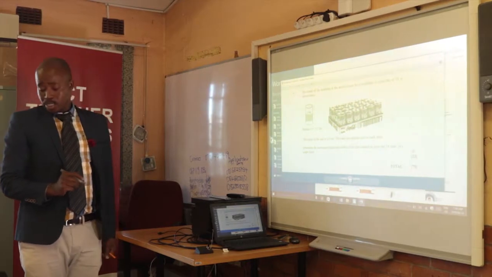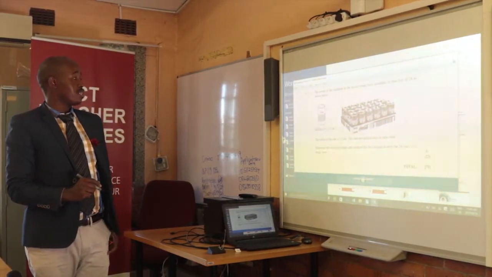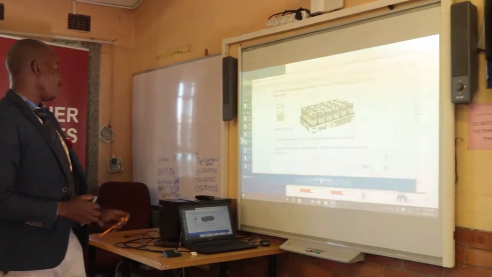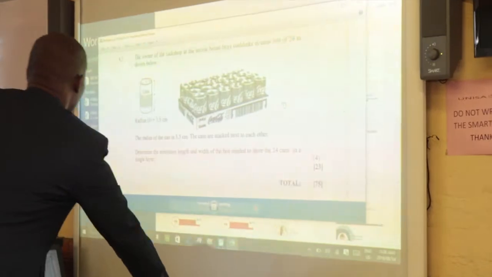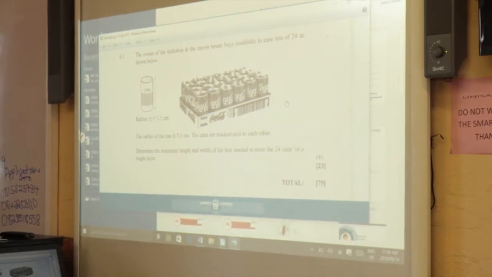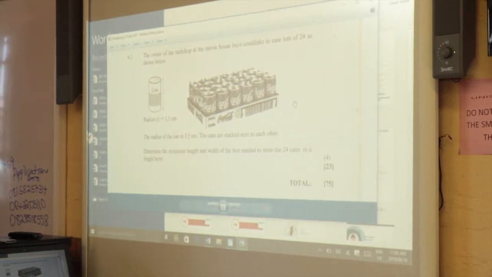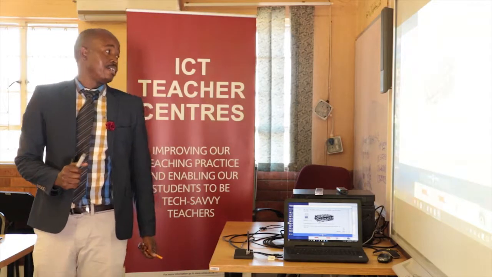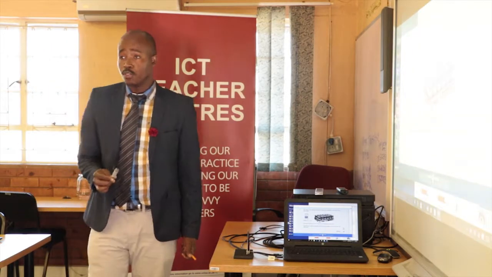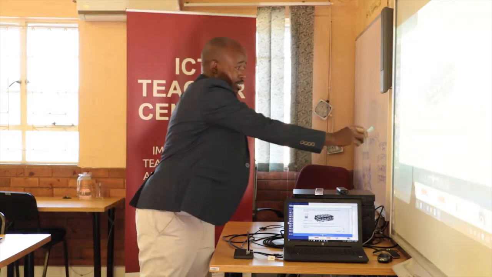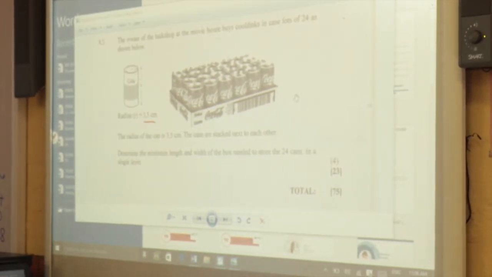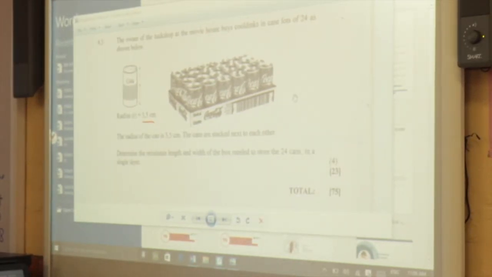Right. What I like about the question is that it is very basic, but what I also like about it is that it is not asking how many cans. If you can look at our question, we are given the scenario that the owner of a tuck shop at the movie house buys cold drinks in case lots of 24 as shown below. And then we are given the can, which is the contents of the box, and the dimensions of the can are very important. As you can see, we are given the radius of 3.5 centimeters. Right? And then we are told that the cans are stacked next to each other.